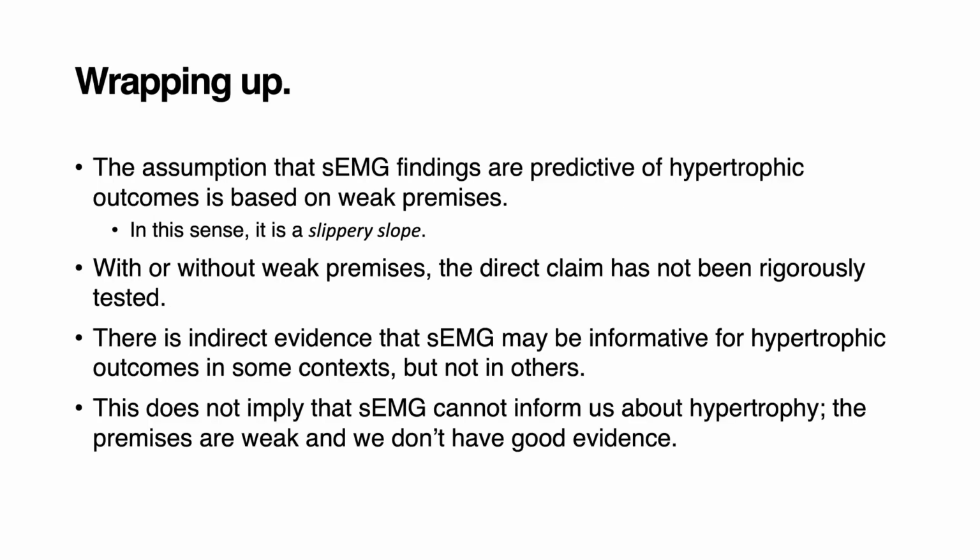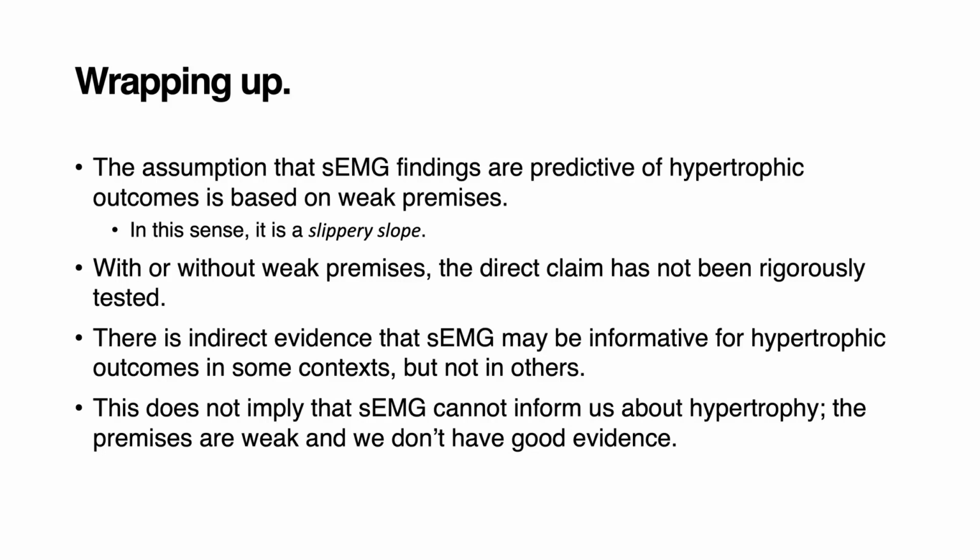So to wrap up, the assumption that surface EMG findings are predictive of hypertrophic outcomes is based on weak premises. And in a sense, it's a slippery slope. And a slippery slope is only as strong as each of the links in the causal chain. So if one of them is weak, then the entire thing almost falls apart. You can't really depend on that chain anymore.